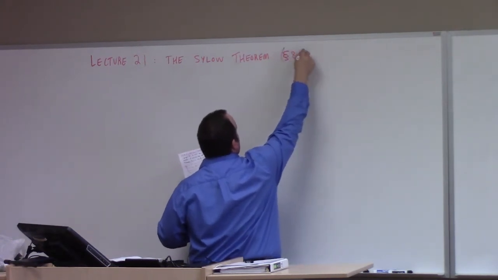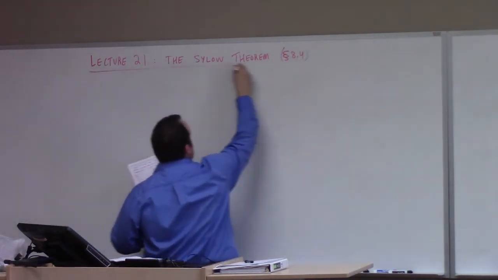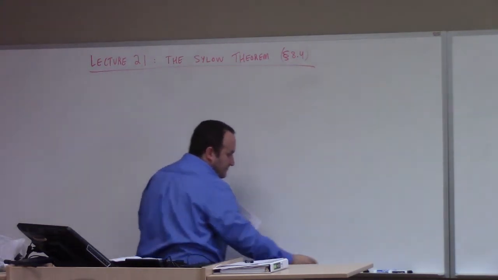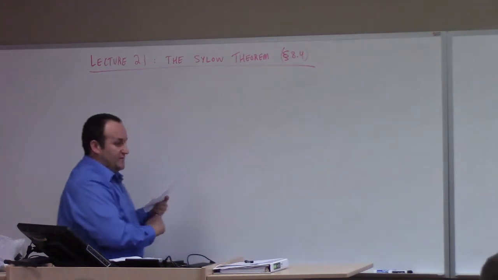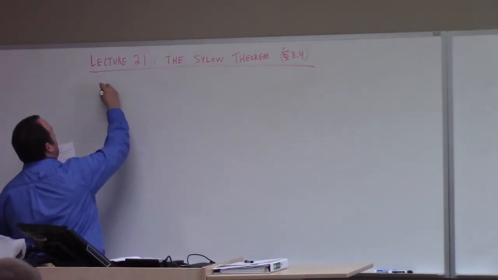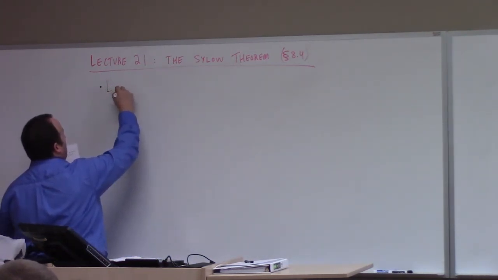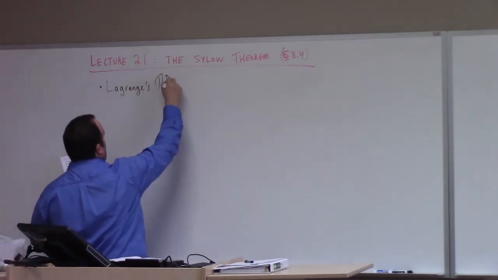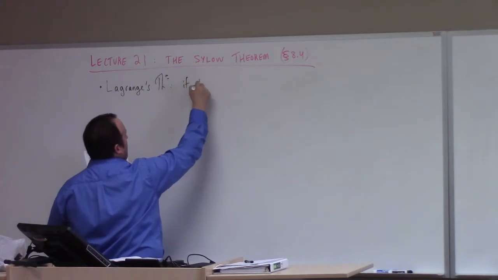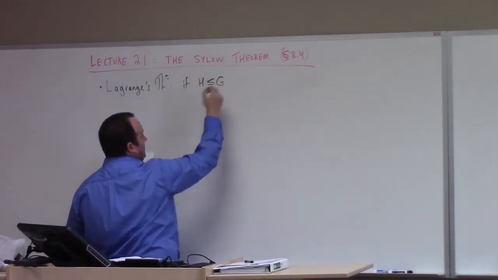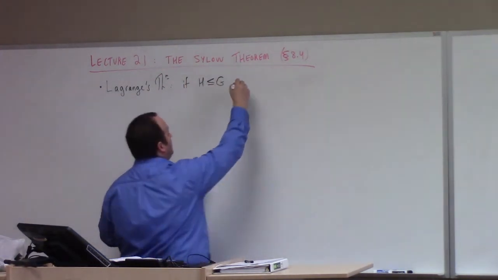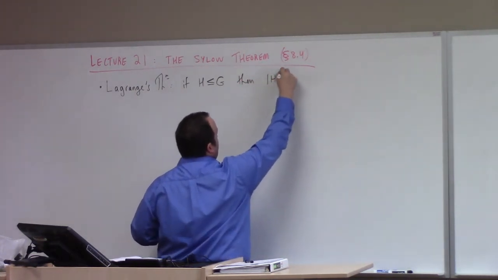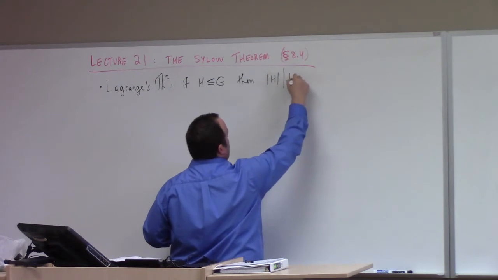All right. And so let me just set the stage here. It all goes back to Lagrange's theorem. So what did Lagrange's theorem say? It said if H is a subgroup of G, then the order of H must divide the order of G, right?